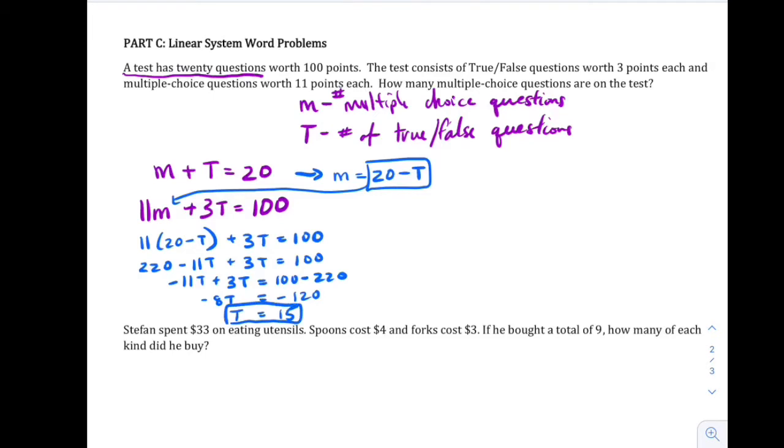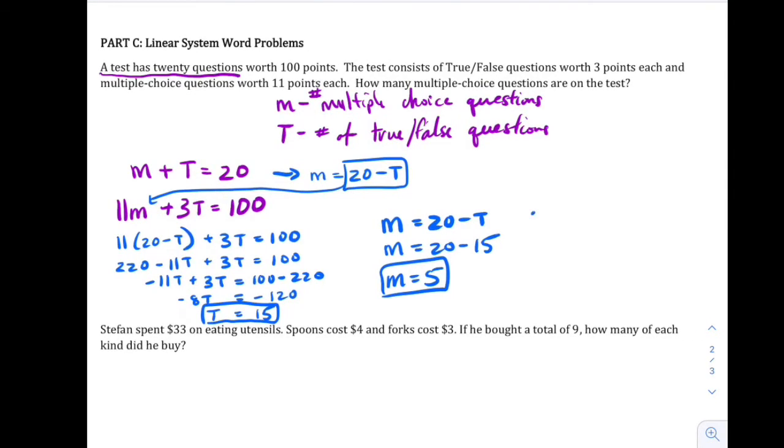And then I can go back up to find out how many multiple choice there are. Well, we know m is equal to 20 minus t. We have that written right here. So m is equal to 20 minus 15. m is equal to 5. So I know there are 15 true or false and 5 multiple choice questions. Therefore, there are 15 true or false and 5 multiple choice questions on the test.